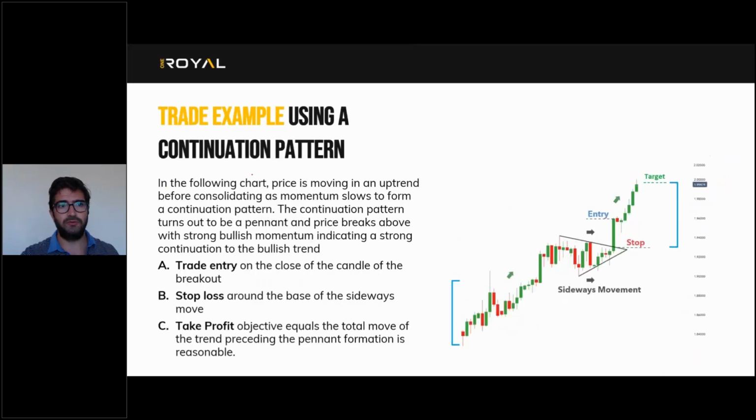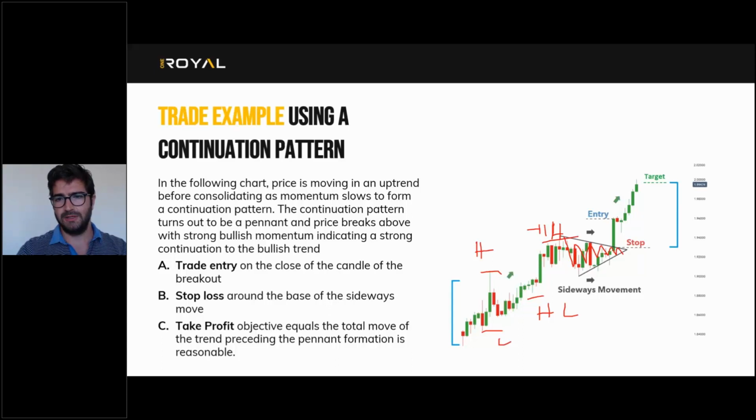Now let's move to a trade example using a continuation pattern. In the following chart, price is moving in an uptrend. It's clear, we have higher highs, higher lows, so we are in an uptrend, obviously, and the market in the middle of this uptrend posted a wedge, a continuation wedge, or a bullish wedge. It's more like a pennant, if you would like.